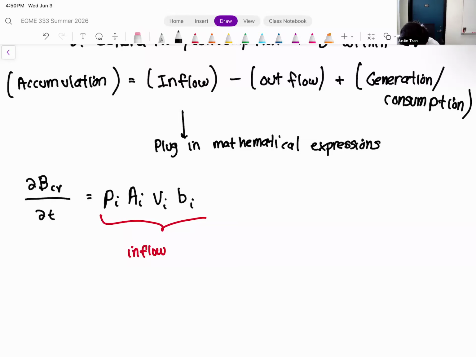Okay. Then from that, we're going to subtract our outflow. So our outflow term is going to look very similar, except we're going to have a minus sign. Okay. So you have rho at the outflow times cross-sectional area at the outflow, velocity at the outflow, and little b at the outflow as well.